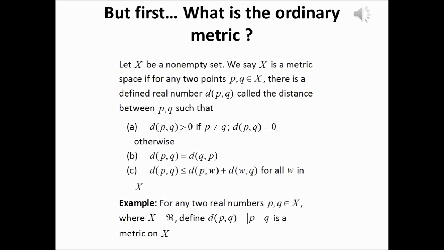And 2, the absolute value of P minus Q is the same as the absolute value of Q minus P. And 3, the absolute value of P minus Q is the same as the absolute value of P minus W plus W minus Q. And so, by the triangle inequality, we have the absolute value of P minus Q is less than or equal to the absolute value of P minus W plus the absolute value of W minus Q.